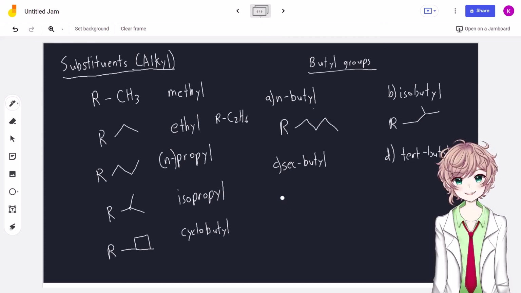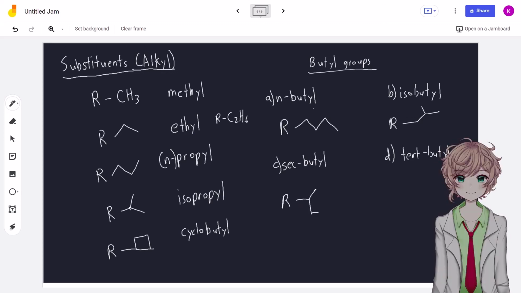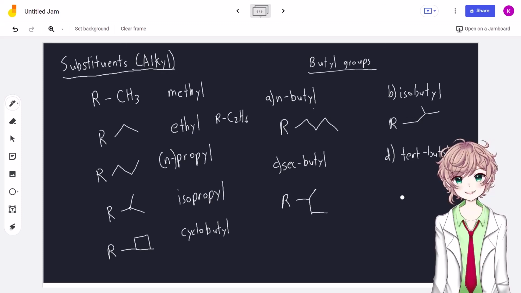Sec-butyl, on the other hand, you branch off at the first carbon. So 1, 2, 3, 4. This is sec-butyl. And finally, tert-butyl, which is actually my favorite butyl, is dinosaur foot. Is it dinosaur foot or chicken foot? Whatever. But yeah, so these are the alkyl substituents that you might want to remember. And let's go back to the slides.